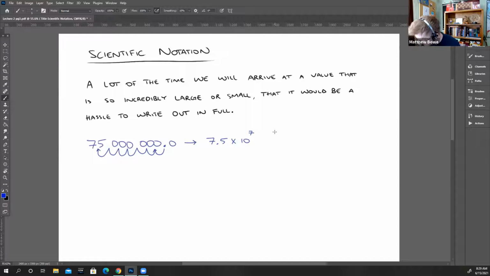What if we have a small number? Just something arbitrary like this. Well, I'm going to move the decimal point over 1, 2, 3, 4, 5. I'm going to move it right there. So this becomes 6.0 times 10 to the, I moved it to the right, that's minus 5.